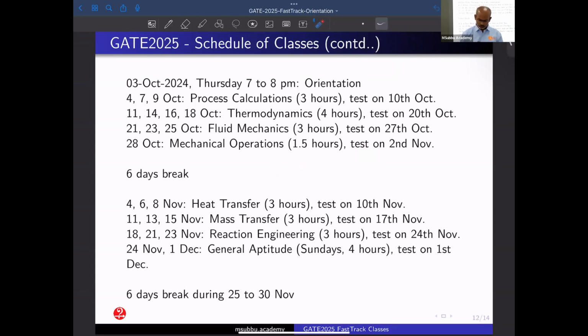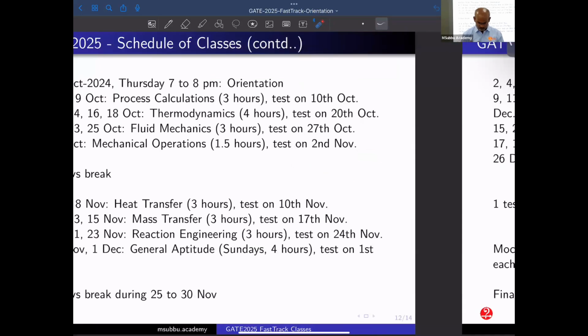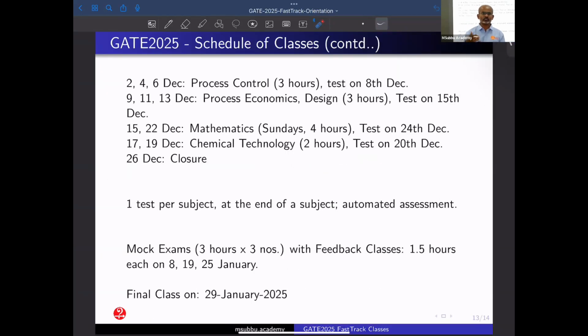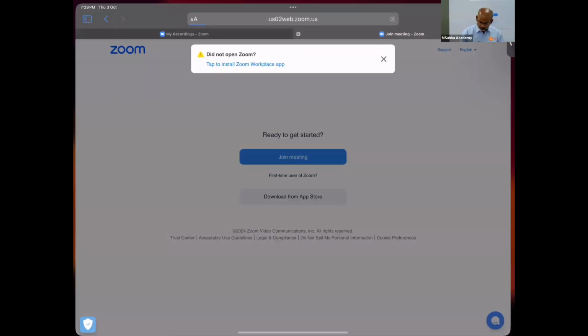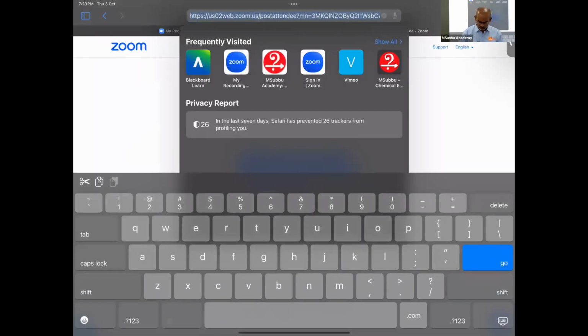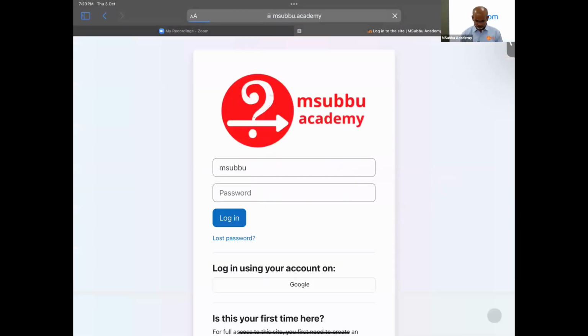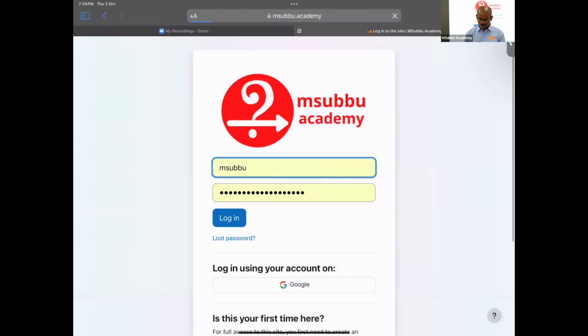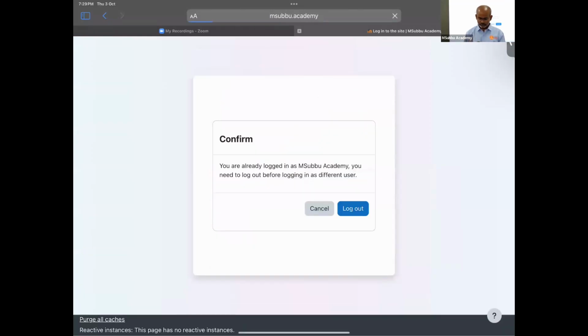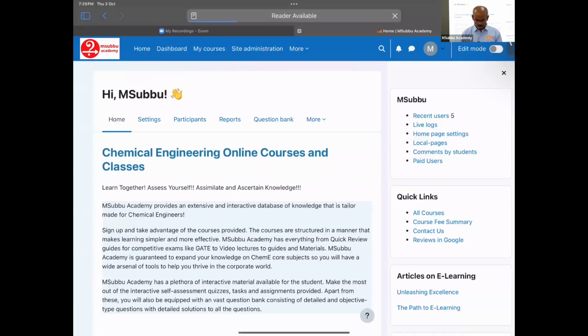And what we are going to discuss in that class will also be announced at least one day earlier. For example, you can simply go to the site MSubbu.academy. I'll tell you, maybe we'll spend time on that as well because it is needed. That is how we are going to go ahead in these classes.